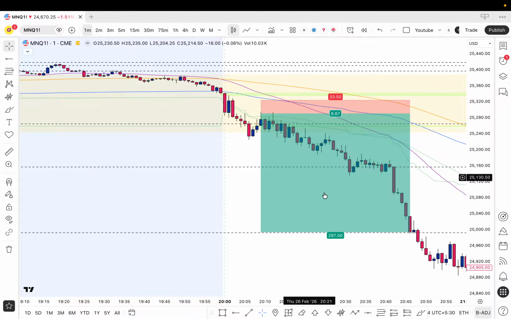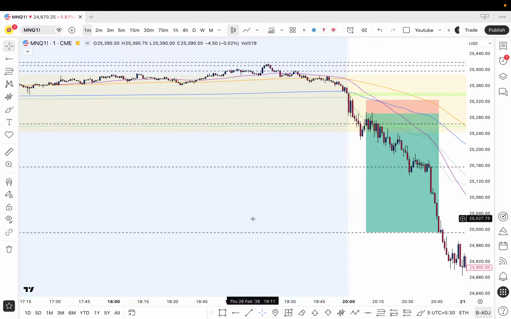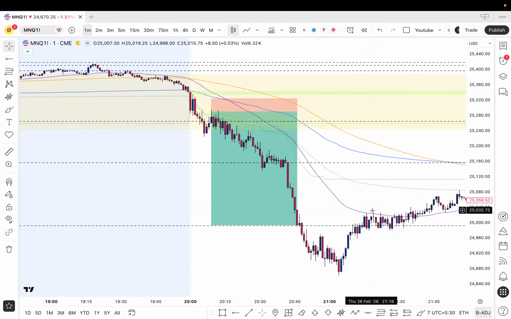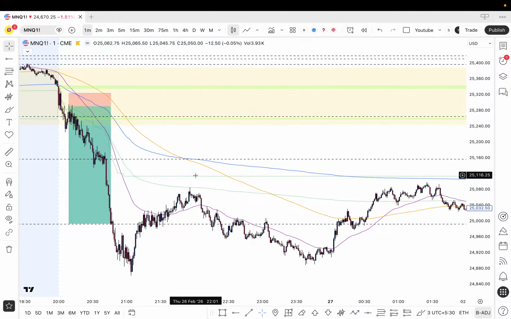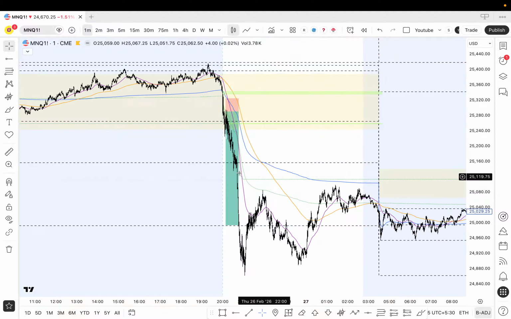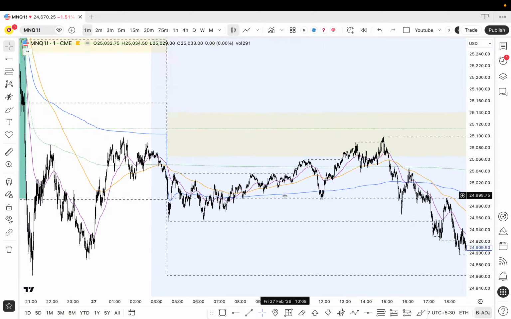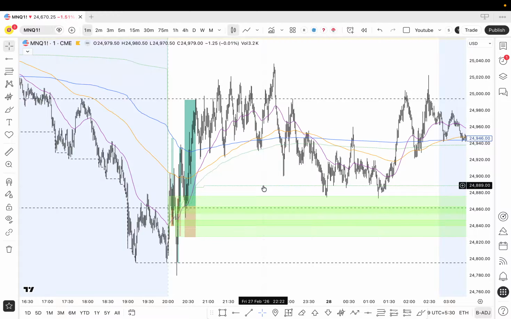And I did. Obviously, I did not capture the entire 297 point move. I kept booking in between, but I still caught around 150, 120, 130 points of the move, which was still good, right? For a 33 point risk, I am making 150 points. That is pretty good according to me. And obviously you will get chopped up sometimes as well. I'll show you those days as well, where I got chopped.